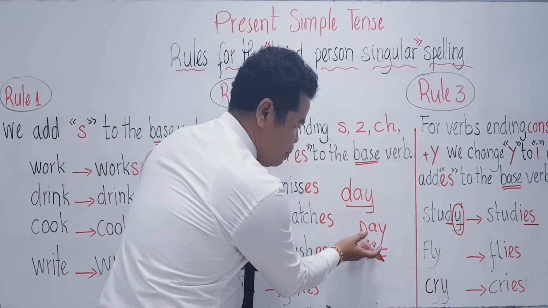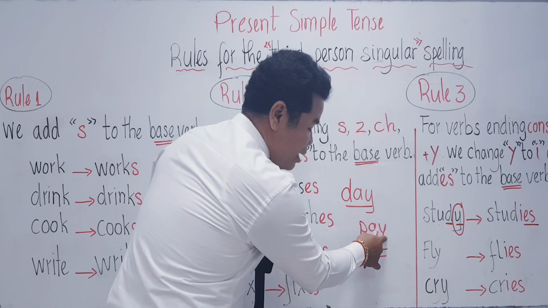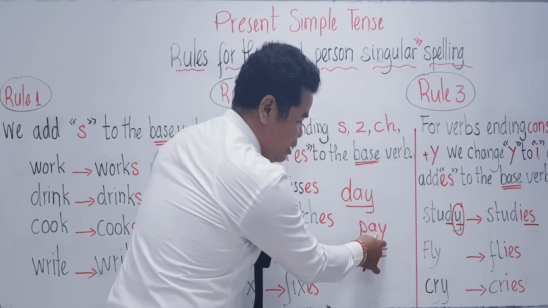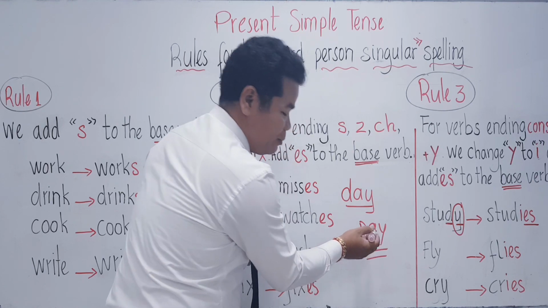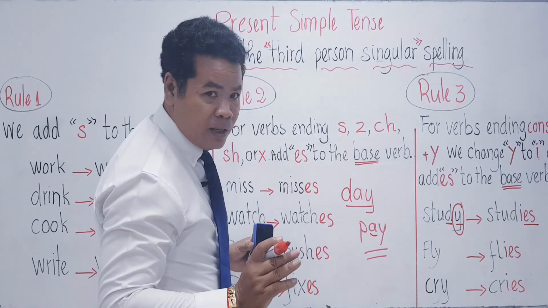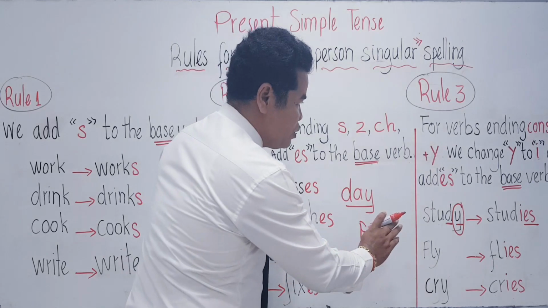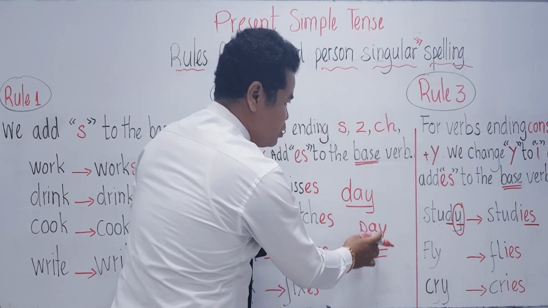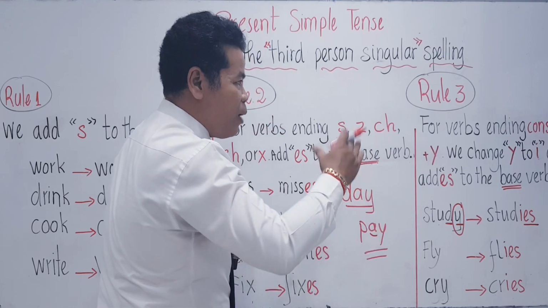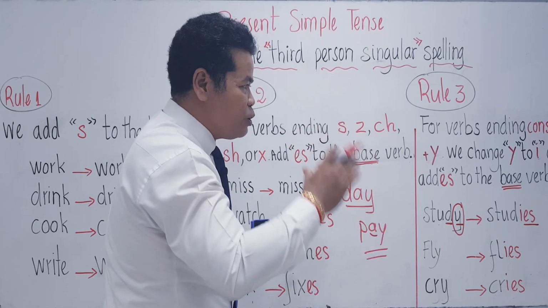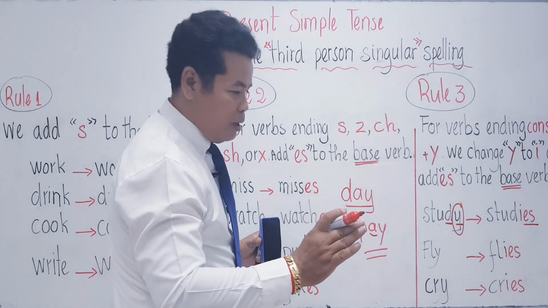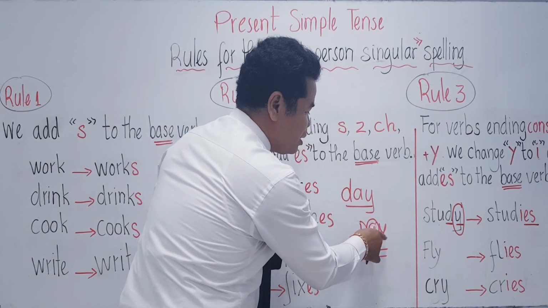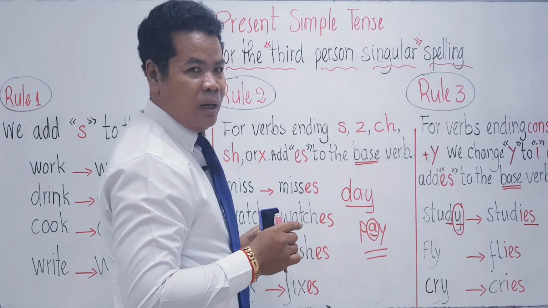Pay is the present simple verb. You have got Y at the end of the verb. And before letter Y, we have a vowel. It is not a consonant. So, you cannot follow this rule. When you see letter Y, do not just change Y to I straight away and use ES. No. You have to see the letter in front of Y first.